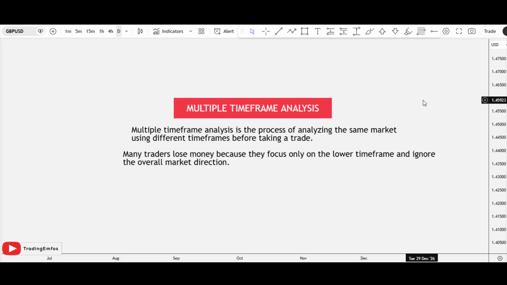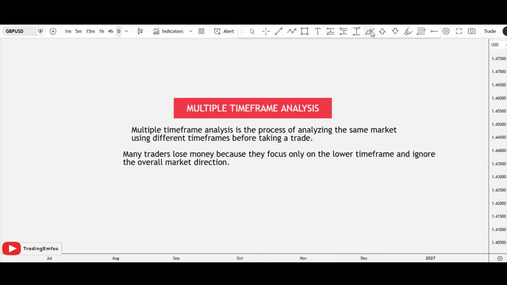So what is multiple time frame analysis? Multiple time frame analysis is the process of analyzing the same market using different time frames before taking a trade. Let's say you're analyzing GBP/USD or EUR/USD and you use different time frames before taking a trade. That is simply multiple time frame analysis.